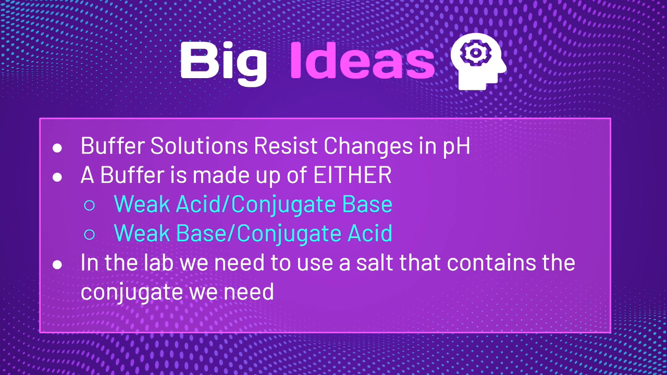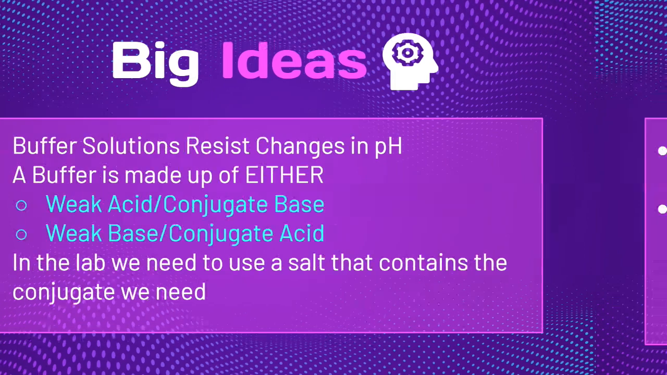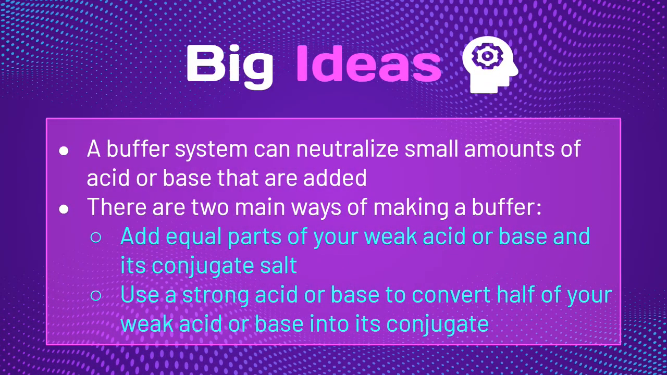Let's wrap this up by talking about some of the big ideas we've covered. By definition, a buffer solution resists changes in pH. A buffer is made up of either a weak acid and its conjugate base or a weak base and its conjugate acid. In the lab, we often need to use a salt that contains the conjugate that we're looking for because conjugates don't typically exist as solutions. A buffer system can neutralize small amounts of acid or base that are added. Of course, there comes a point where if you've added enough acid or base, the buffer system can no longer manage it.